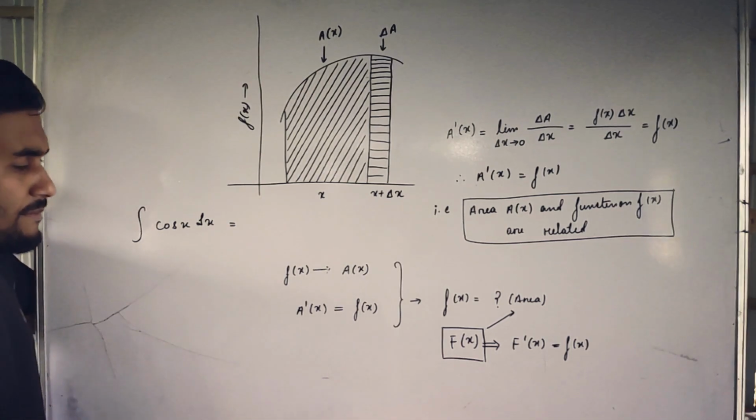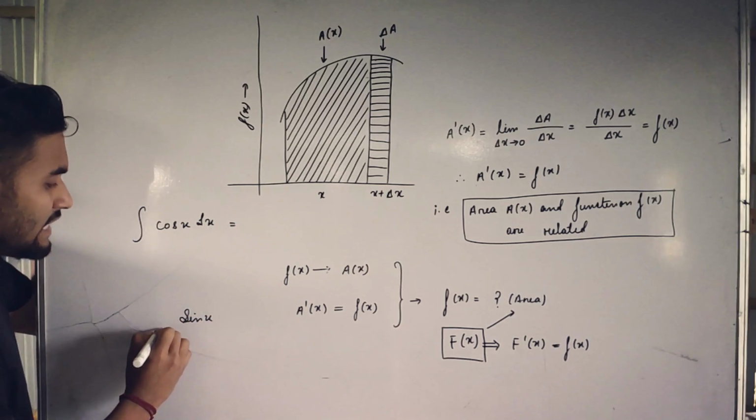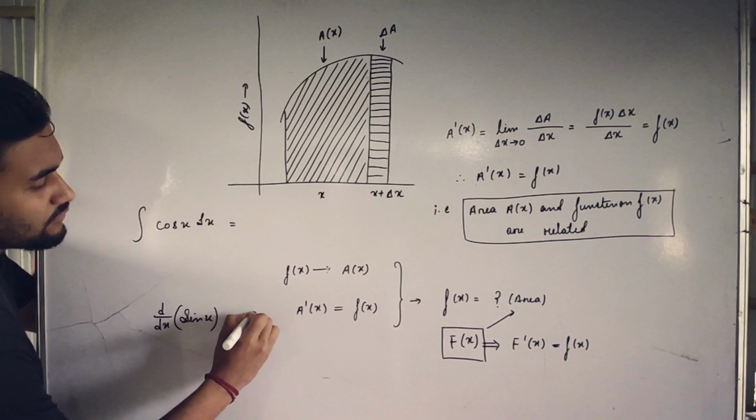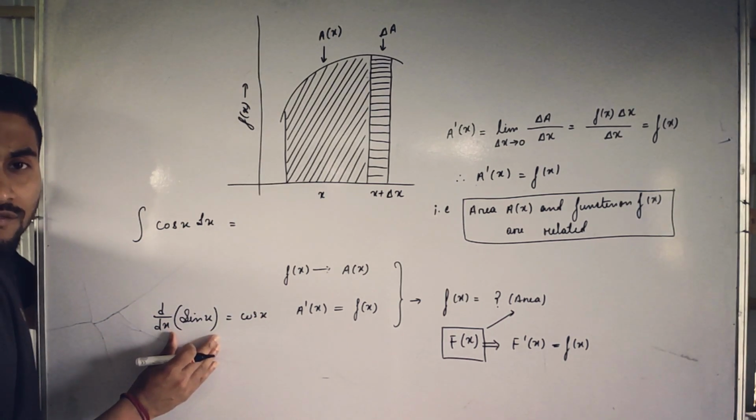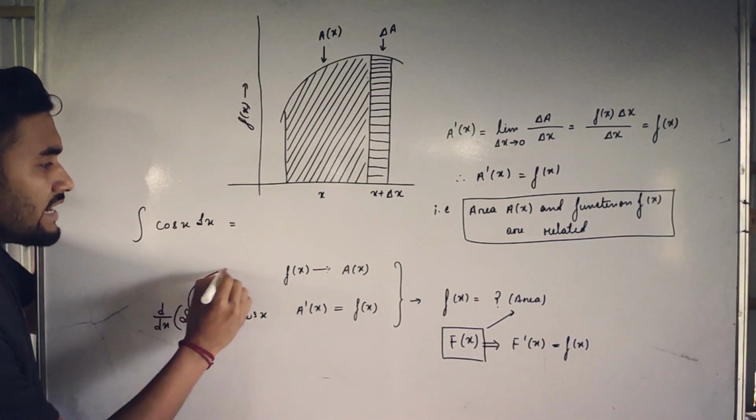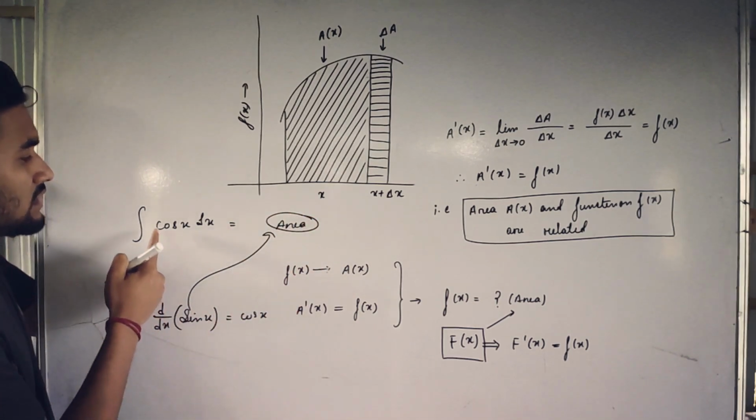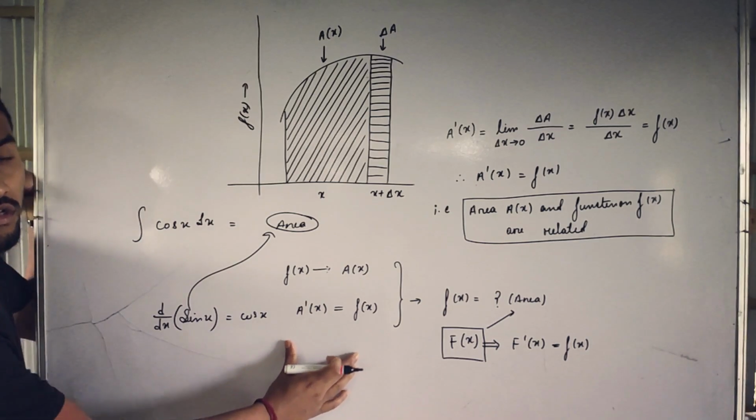Somehow, by using some method, I got a function sin x, and if I find the derivative of sin x, I get what? Cos x. So if I find this function sin x whose derivative is cos x, this sin x has to be the what? Area. That means the integral of cos x will be what? Sin x. This is the theory.